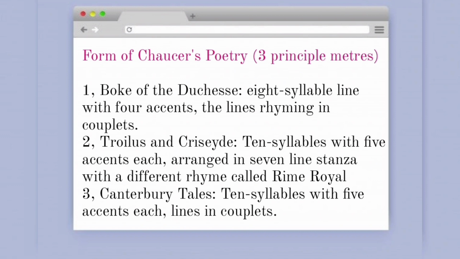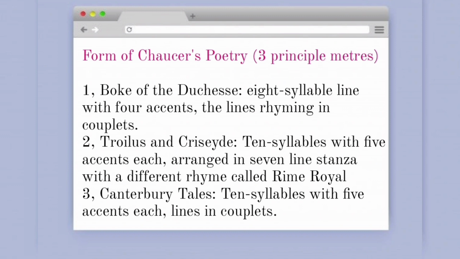In his Italian period, for example Troilus and Criseyde, the musical measure is 10 syllables and 5 accents each, and the lines are arranged in 7-line stanzas with a different rhyme called rhyme royal. And in his English period, that is in Canterbury Tales, he used lines of 10 syllables and 5 accents similar to Troilus and Criseyde, but the lines run in couplets. So that is Chaucer's poetry. So that's all about Chaucer.